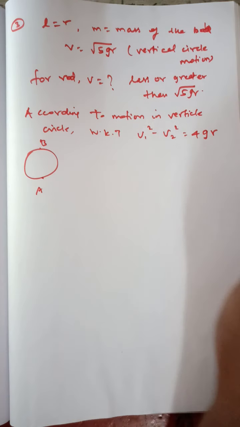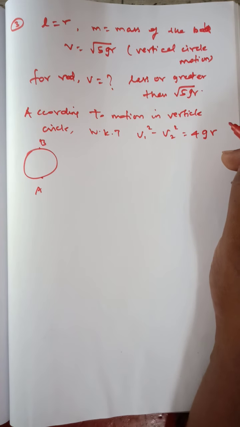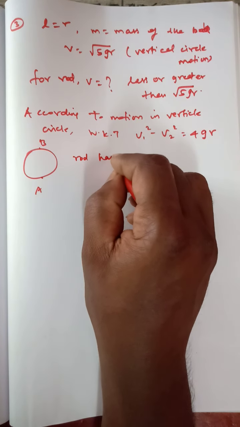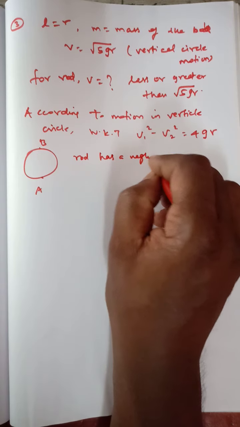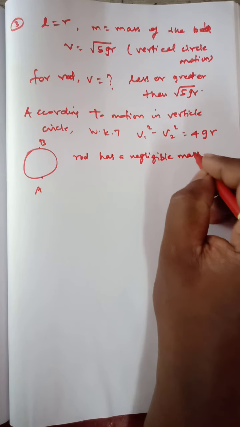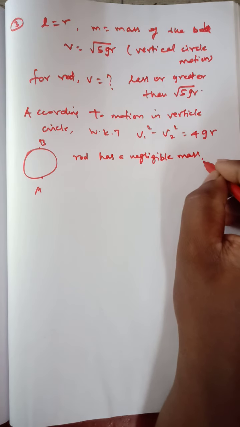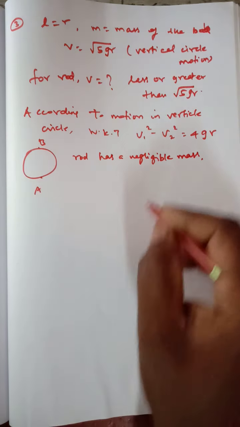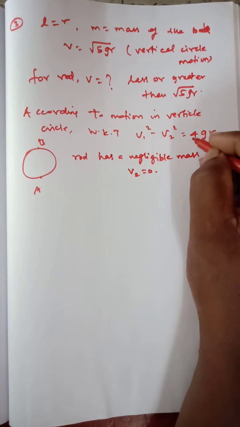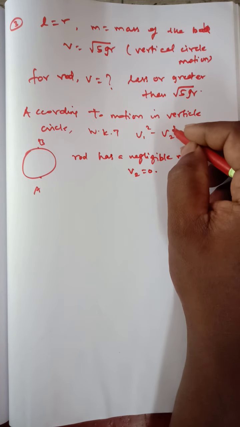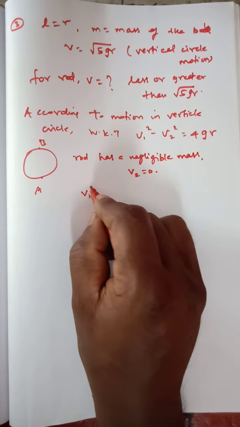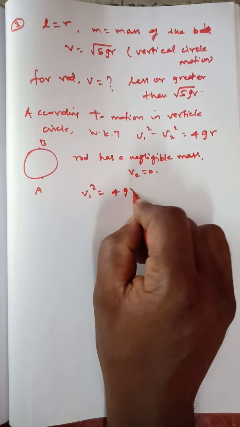to 4gr. Here the rod has a negligible mass, which means its mass is not considerable, very, very little. So the velocity of the object at B is equal to 0. So write v2 equal to 0. Applying this equation, v2 equal to 0 means that term becomes 0. The remaining is v1 square equal to 4gr.